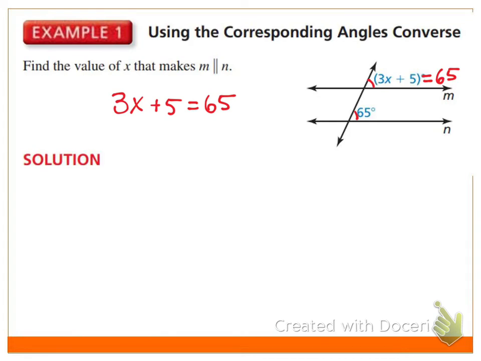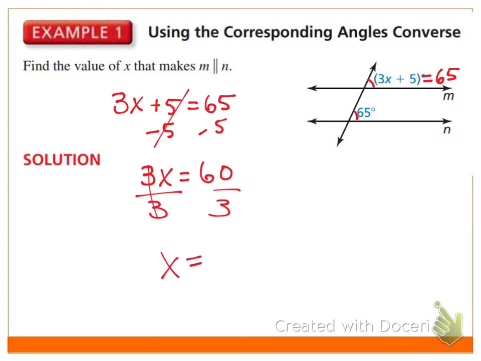So we do still have to solve for x. Subtract 5. 3x equals 60. Divide by 3. And x is 20.